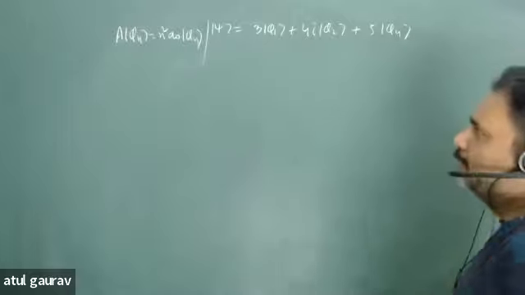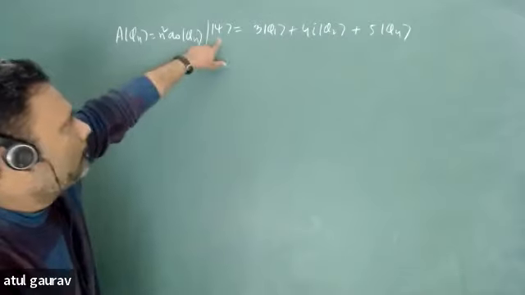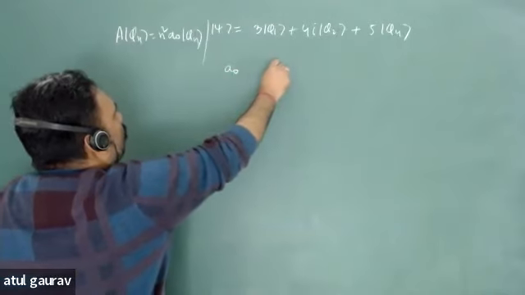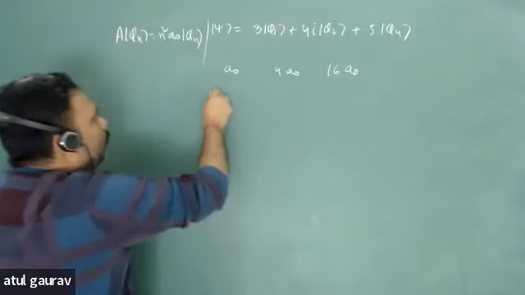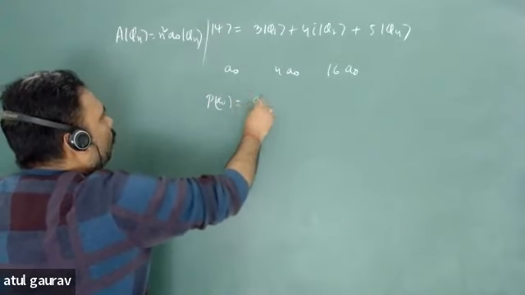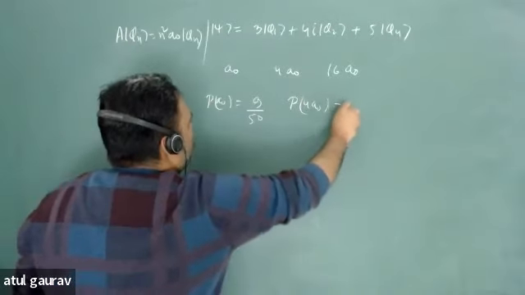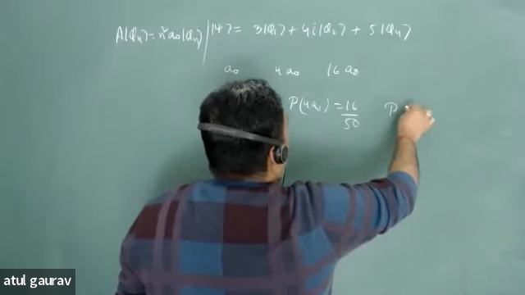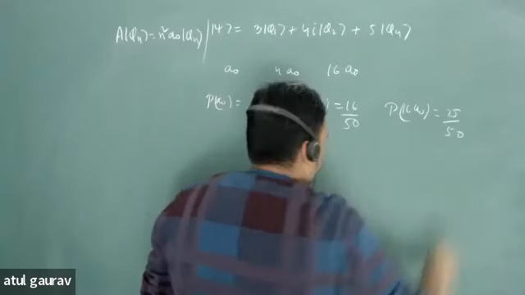Suppose this type of situation is there. What is my measurement? If we are measuring on a state psi, the measurement is a naught, 4a naught, and 16a naught. The probability of measuring a naught is 9 upon 50. The probability of measuring 4a naught is 16 upon 50. We have solved it. The probability of measuring 16a naught is 25 upon 50.